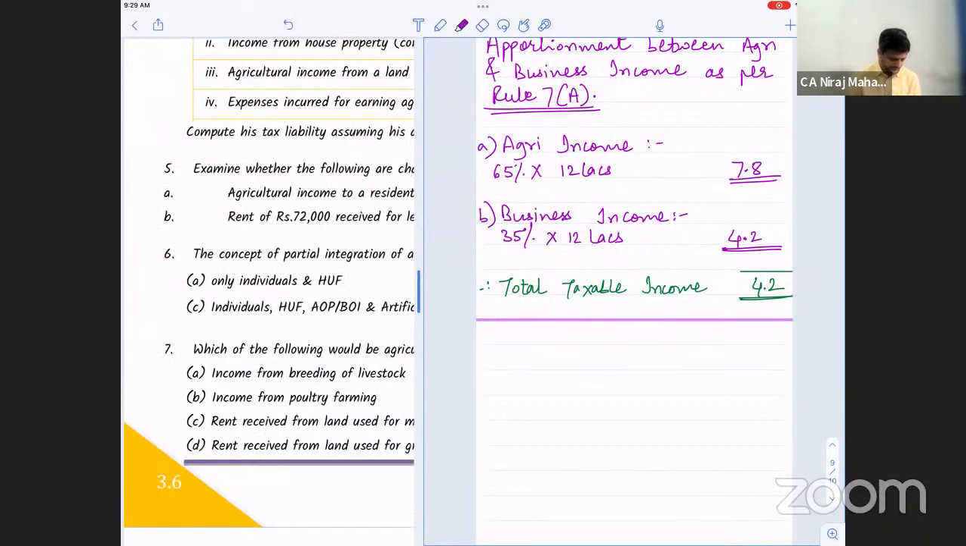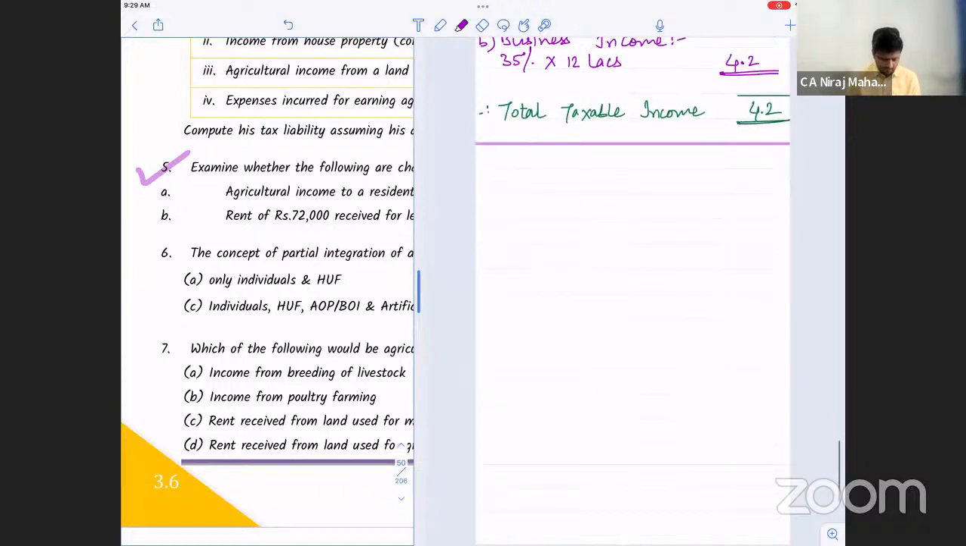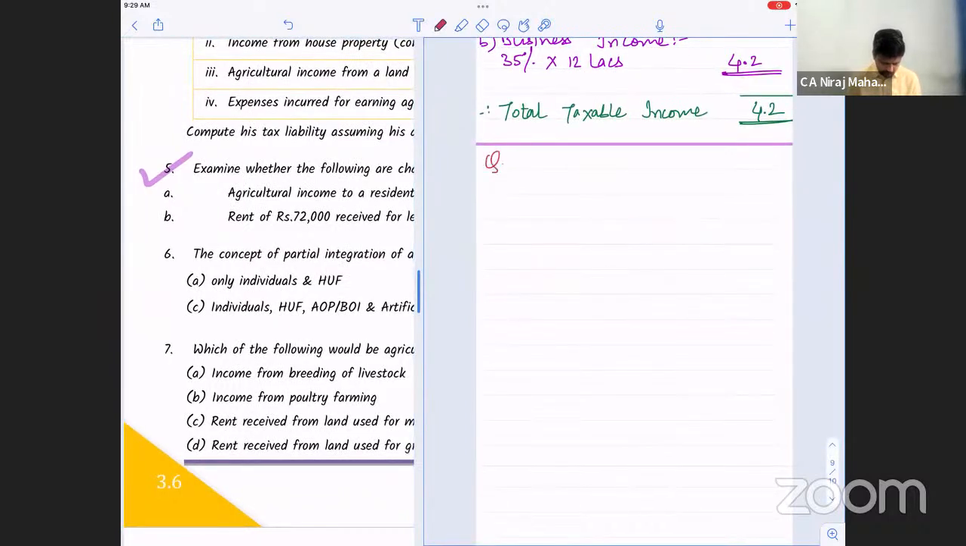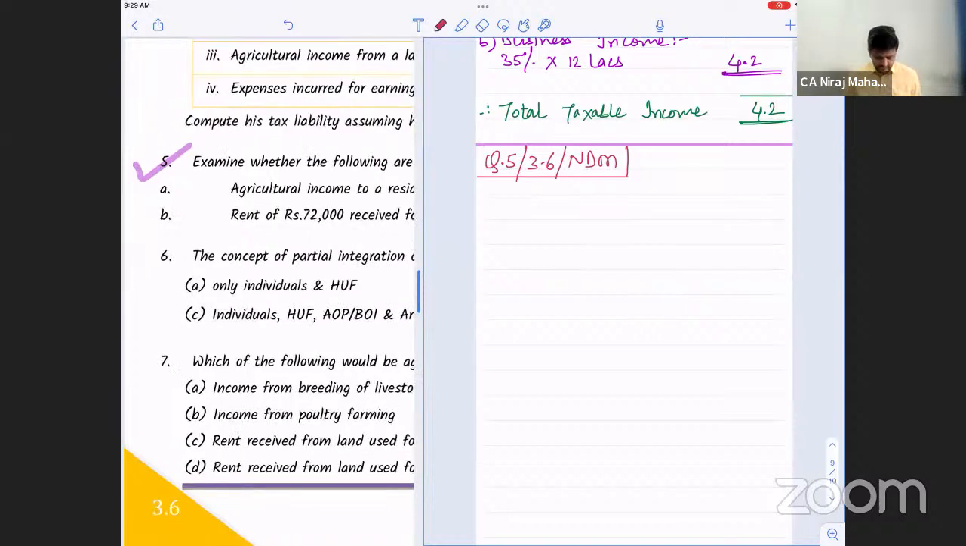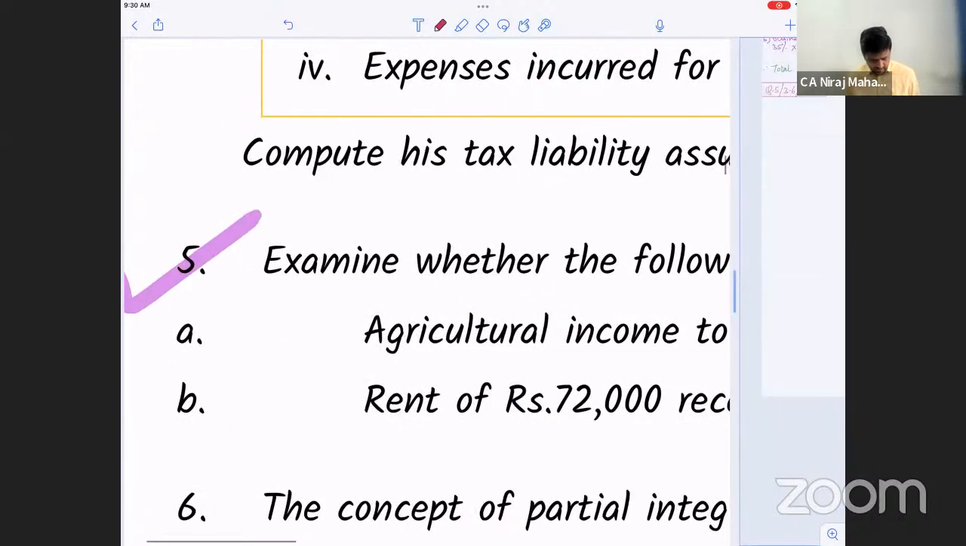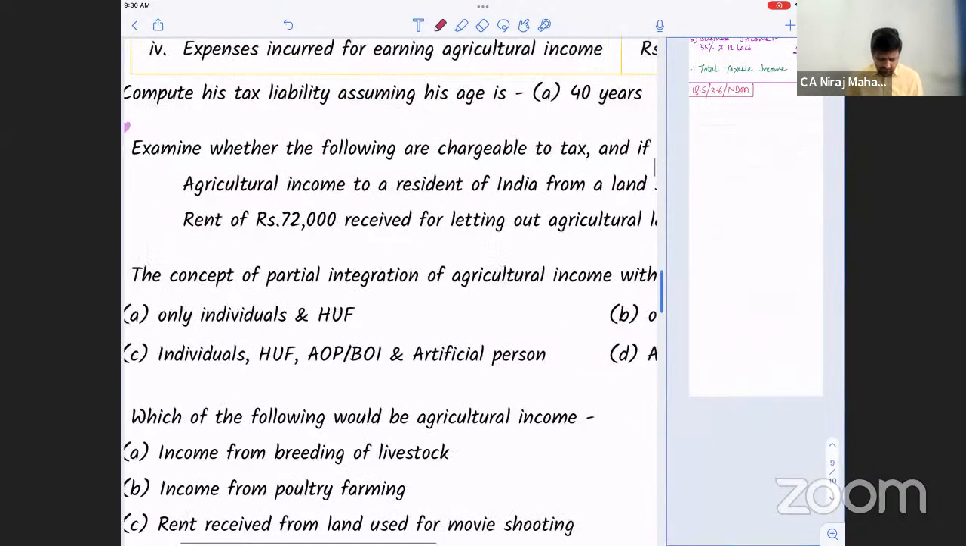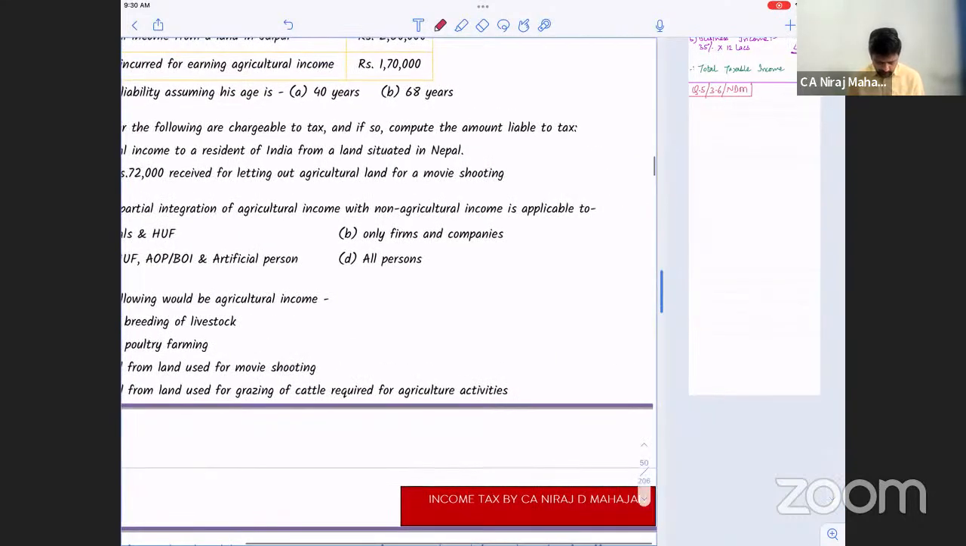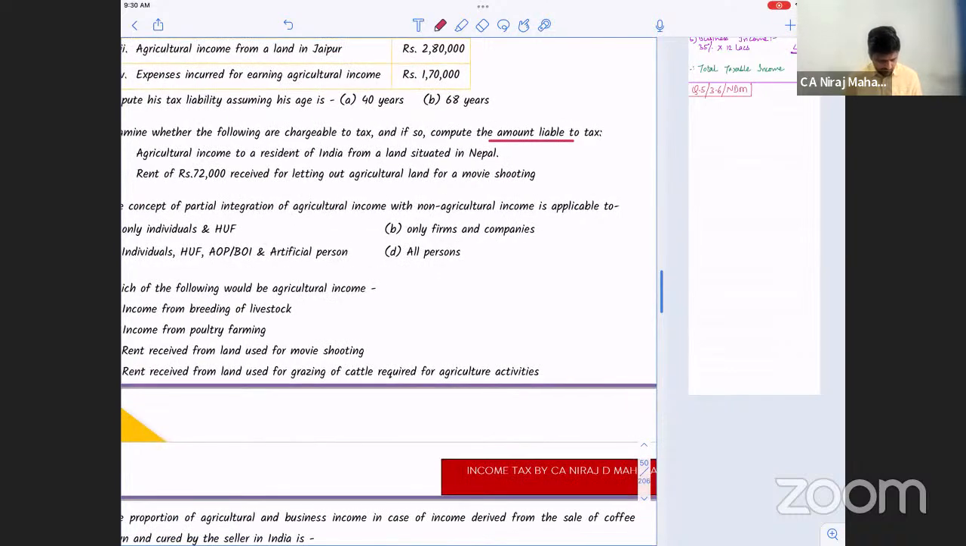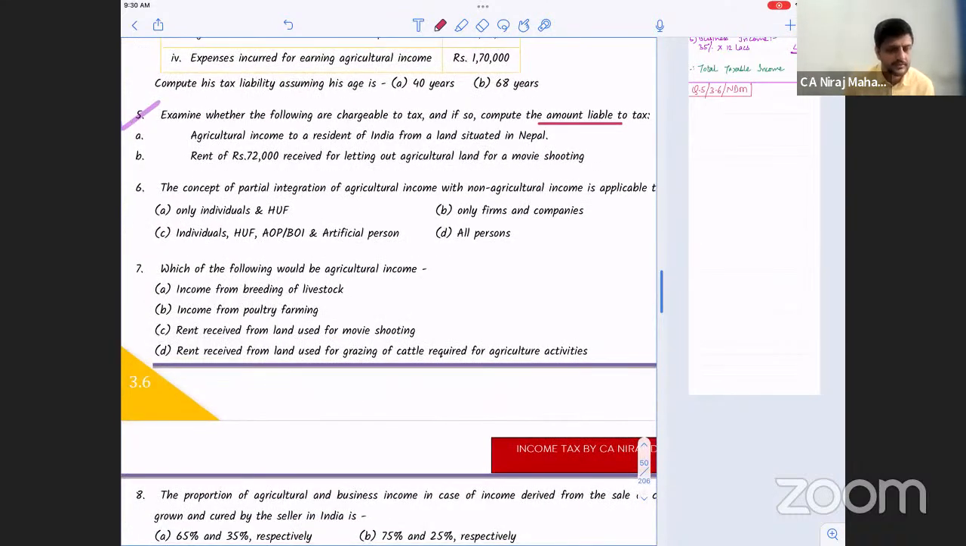Fifth one. Okay. Let's go ahead. Question number 5. Examine whether the following are chargeable to tax, and if so, compute the amount liable to tax. If at all they are taxable or not, and how much will be taxable. First one.